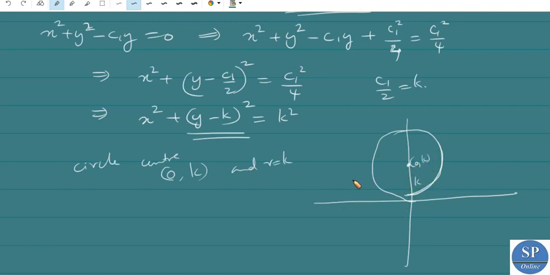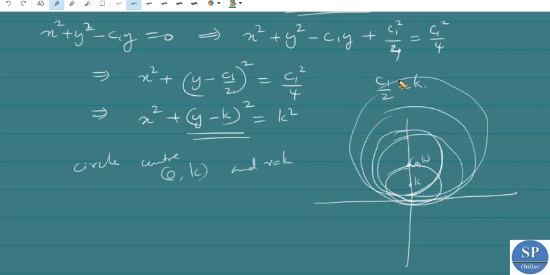If k equal to 0, then the point is here, and if k equal to 1, then it will be like this. K equal to 2, then we have like this, 3, this, etc. And if k is negative, then we have this type of circles. So this is the family of circles.